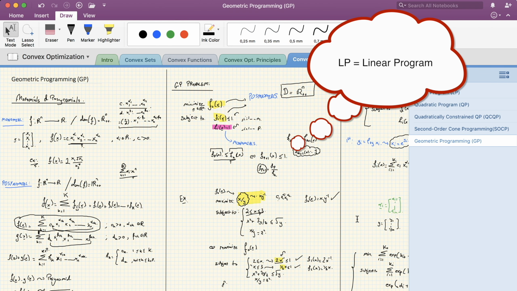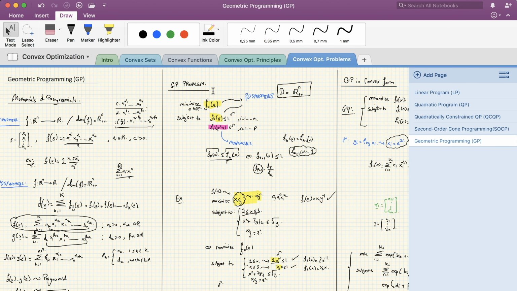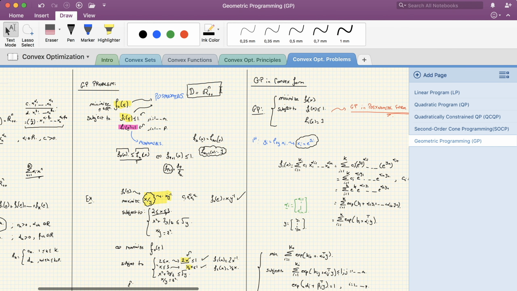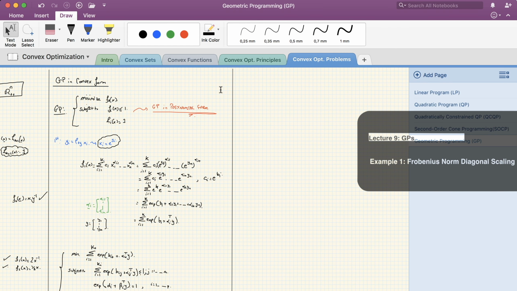So far we've talked about monomials and polynomials, what a GP problem in polynomial form looks like, and its corresponding convex form. Now let's go on to applications or examples of where GP shows up.